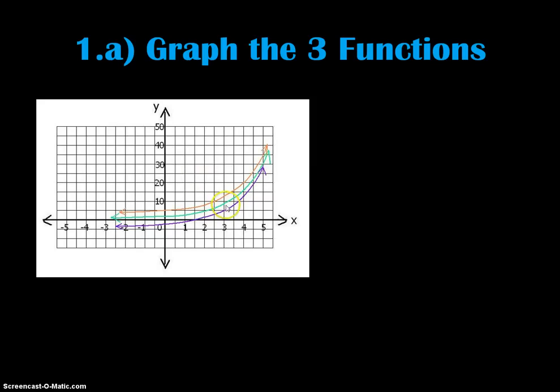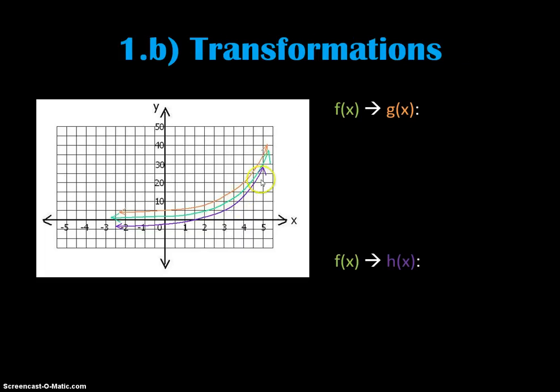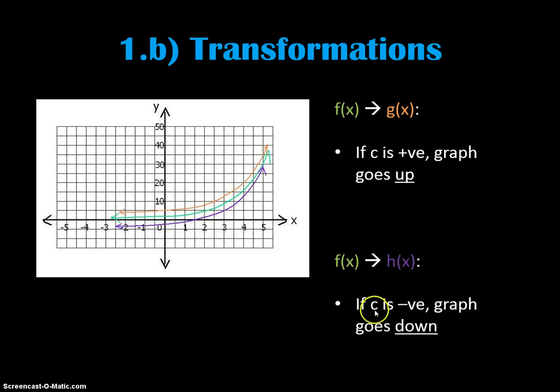Okay, so we have our f(x), that's this one, our original. Then if we added 4, we get our g(x), which is orange. And if we subtract 3 from the original, we get the purple, and that was our h(x). So if we're going to transform f(x) to g(x), we notice that if the c value is positive, that's just my short form for positive, the graph goes up. If f(x) transforms into h(x), the c value was a negative, and therefore the graph goes down.